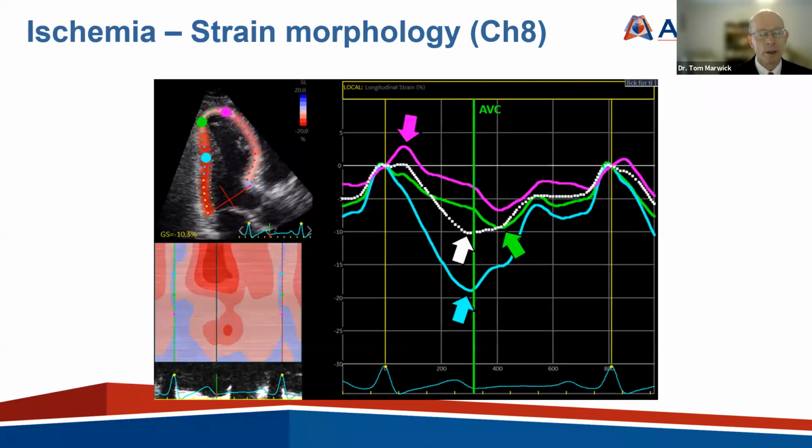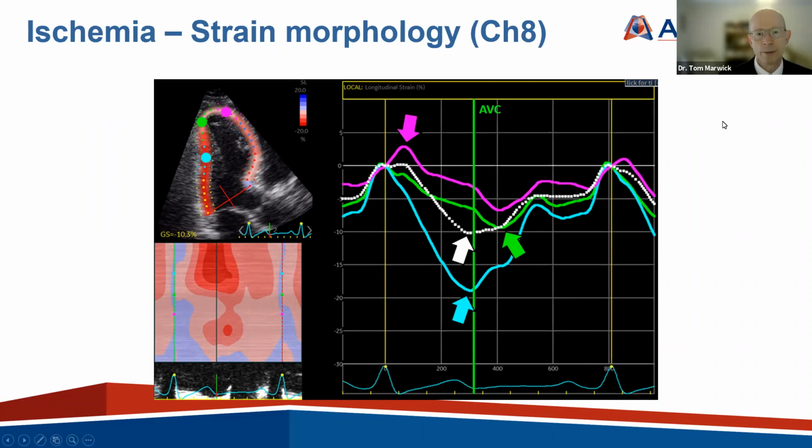The eighth chapter is on the assessment of ischemia, and the take-home message here is that it's not so much the peak value of strain, but the morphology of the strain signal that is important. So as tissue becomes ischemic, it demonstrates delayed contraction, and you see that in the green arrow in particular. And as it becomes very ischemic, then you can see some early systolic stretch. So it's the morphology here rather than the peak that is useful in stress testing.